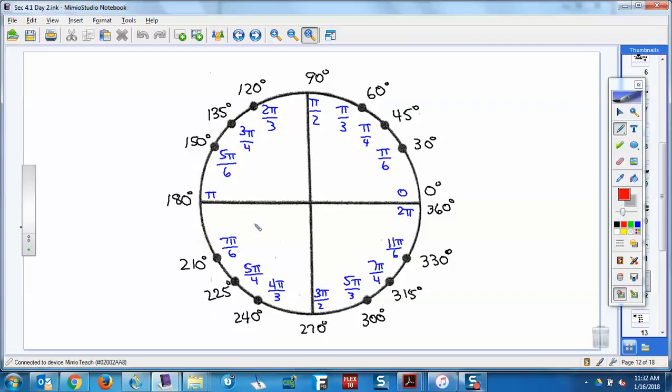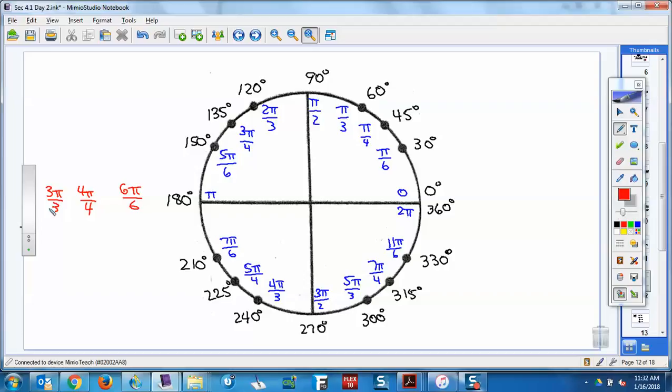4 pi over 6, that's 2 pi thirds. 5 pi over 6. And so what we will be doing a lot is when I think of pi, I'm going to think of that as 6 pi over 6. I might think of that as 4 pi over 4. I might think of that as 3 pi over 3, depending on which angles I'm working with, right?